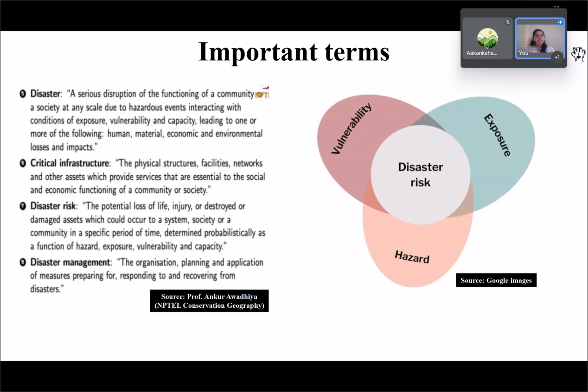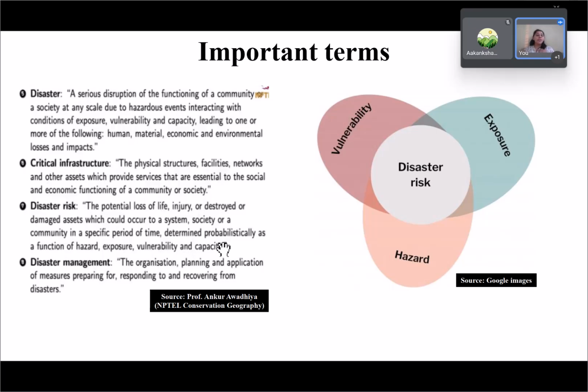And then you have disaster risk. So it is potential loss of life, injury, or damage to assets which could occur. So it's the same as hazard, vulnerability, but this is now if the thing accelerates to a disaster, who all are at risk. And you can see this is a function of hazard, exposure, who's more exposed. If they're more exposed, they have more risk. If they're more vulnerable, they are at more risk. If their capacity to recover is less, then they're at more risk. So these are the risk assessment for disaster.